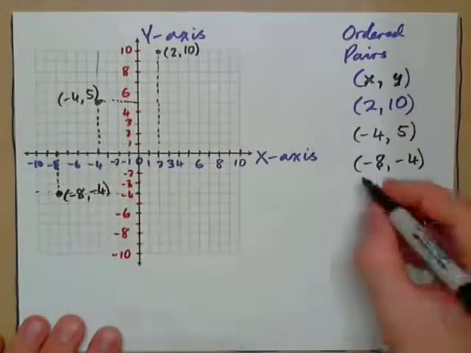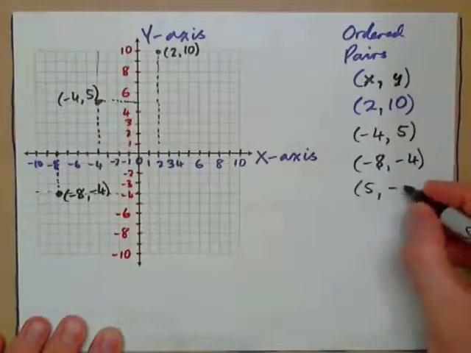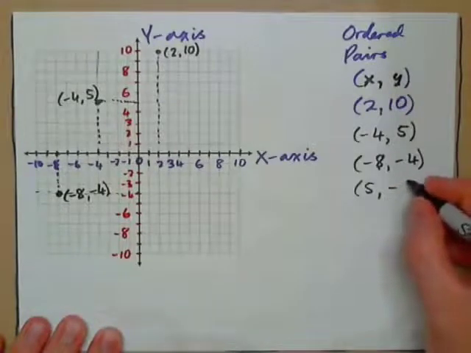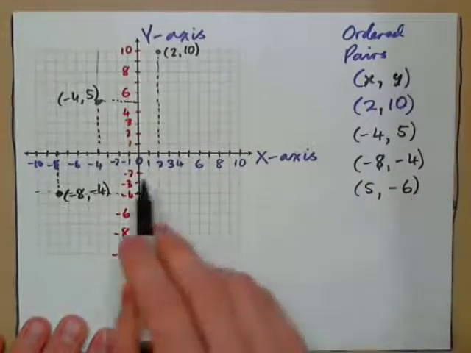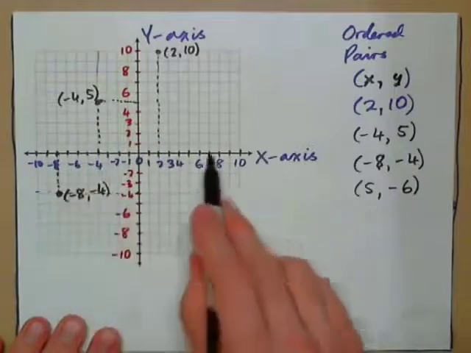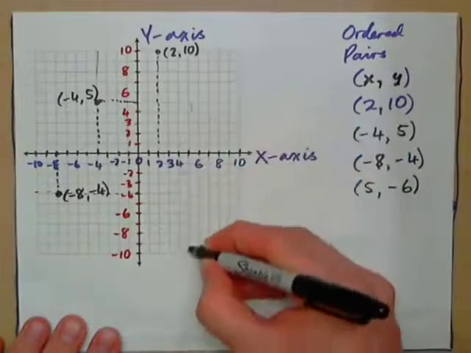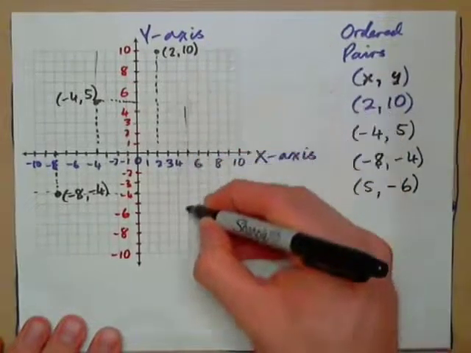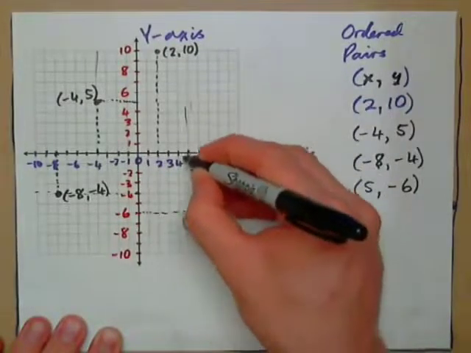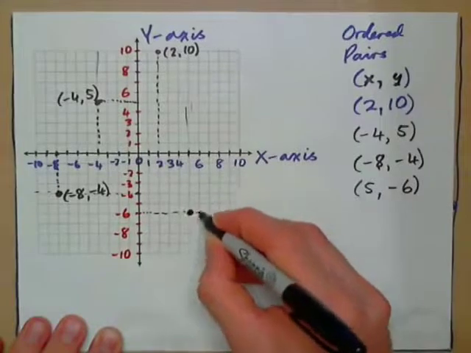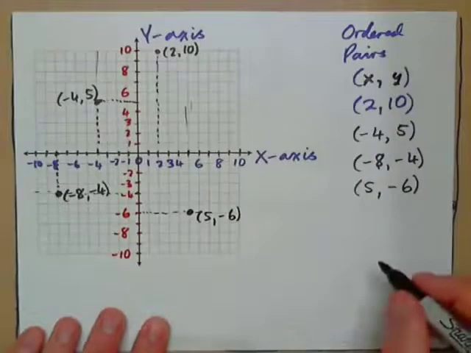Okay? Go ahead and find 5, negative 6. X is 5, y is negative 6. X is 5. Now, go up and down. Where is y negative 6? Is it up here, or is it down here somewhere? Down here, isn't it? Right here. Y is negative 6. X is 5, y is negative 6. Right here. 5, negative 6. Okay?